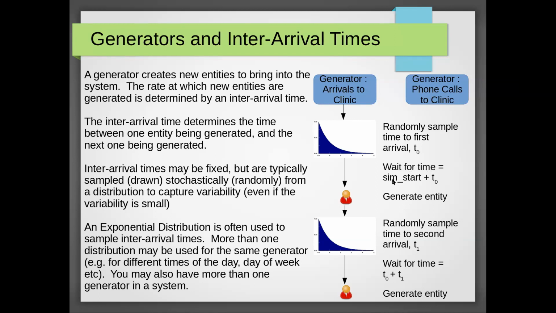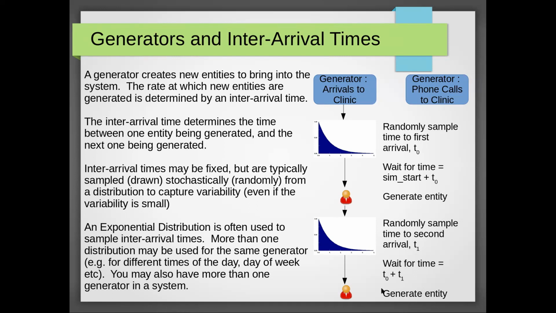Then we will wait for that time. So basically from the simulation start plus whatever time we sampled here. So let's say we sampled 3 minutes, so we would wait for 3 minutes to elapse in our model from the time that the simulation started. At that point, the generator would then generate an entity. And then at that point, it would randomly sample another time, which would represent the time to the second arrival. We'd wait for that time. So if we then sampled 5 minutes, we'd wait for the 8-minute mark. And then at that point, it would generate an entity.